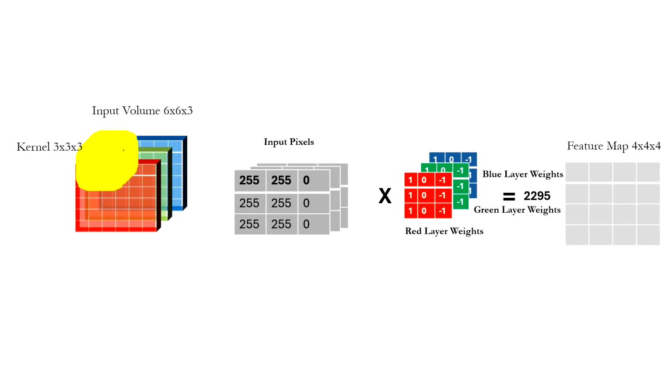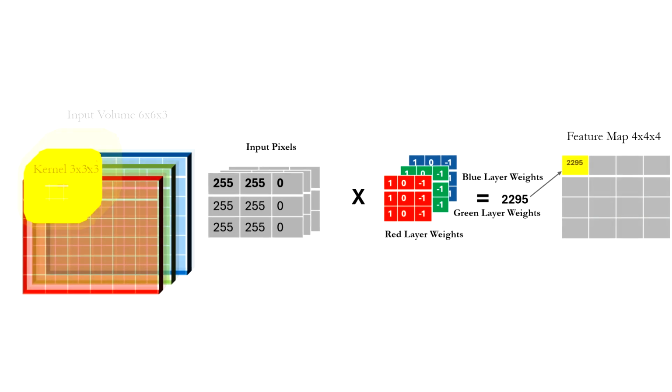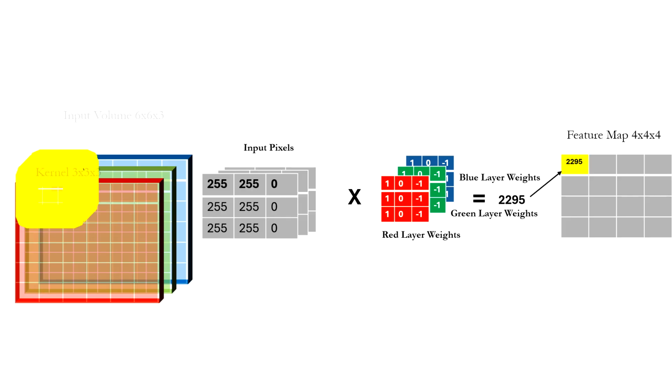Now we multiply these input pixels by the red layer weights, and we can see that for the first one, we get 2295. And we put that into a feature map.